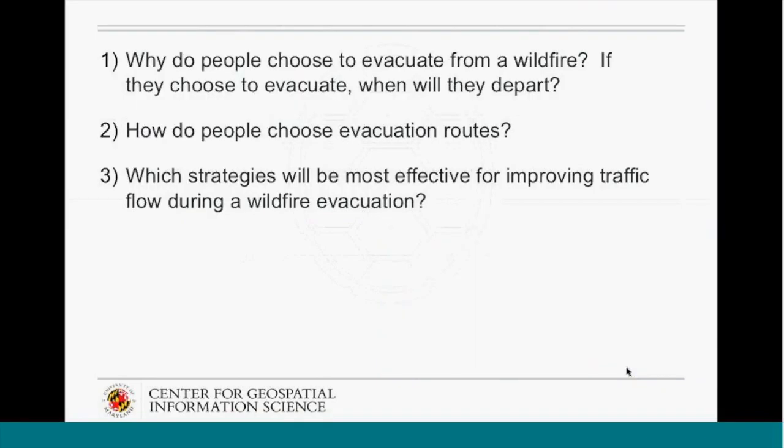So some of the research questions that you might ask and want to address through a GEOG analysis. Why do people choose to evacuate from a wildfire? If they choose to evacuate, when will they depart? How do they choose evacuation routes, right? Where do they decide to go? And then the big question you're trying to answer is what strategies will be most effective for improving traffic flow during a wildfire evacuation? So that third question is the reason for the first two questions.